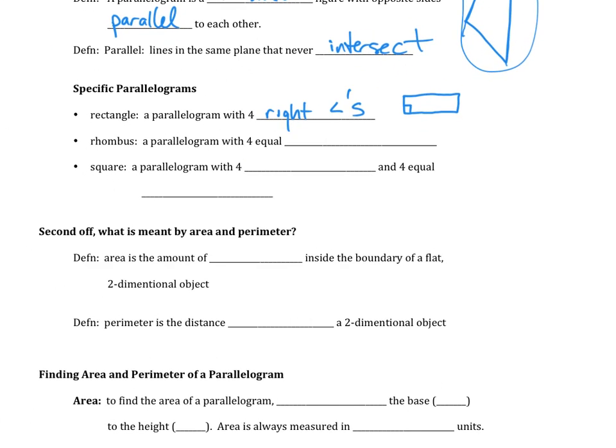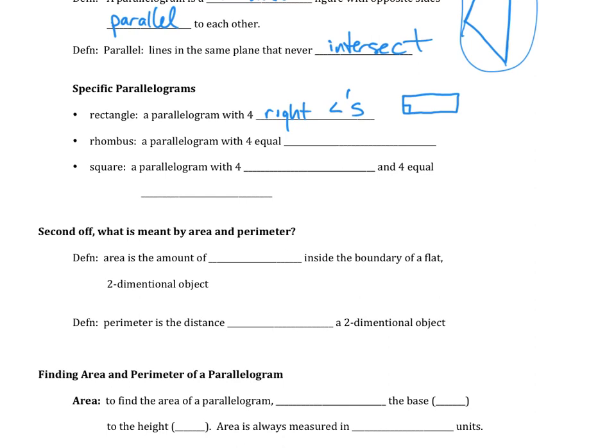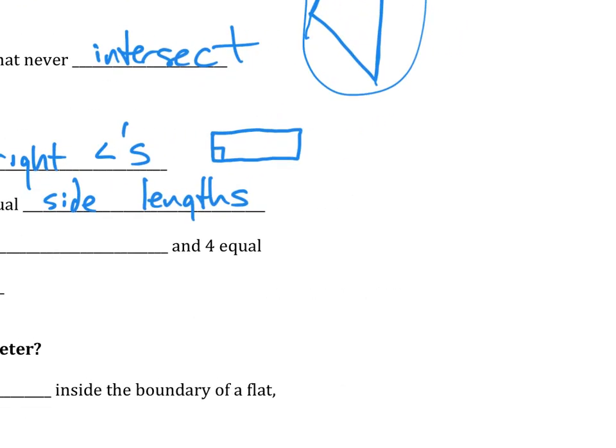The next one is a rhombus. A rhombus is a parallelogram with four equal side lengths. Oops, that's a typo. Okay, four equal side lengths. So it does not have to have four right angles, but the side lengths all have to be the same. Maybe think of the shape of a diamond.